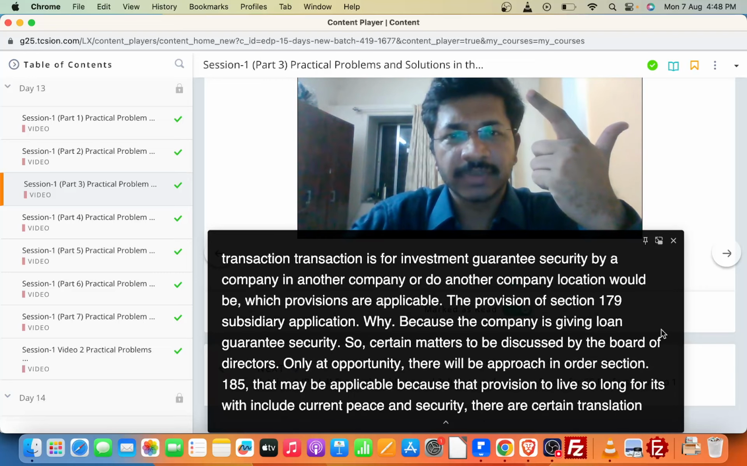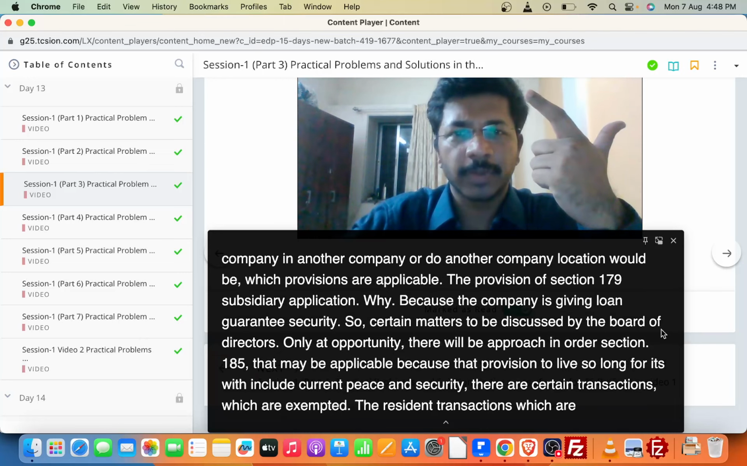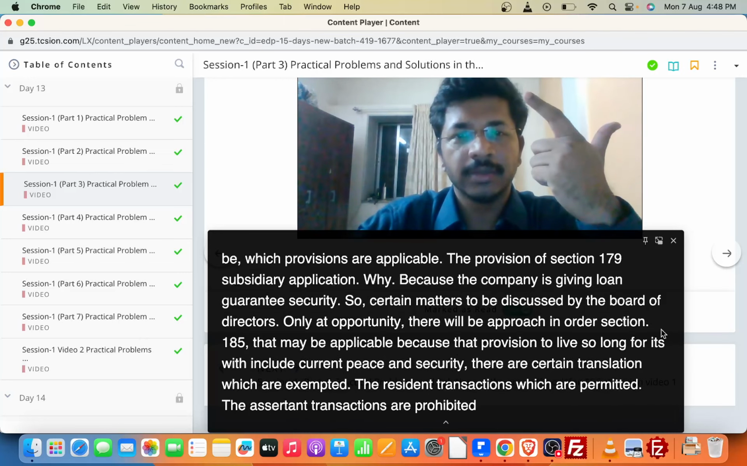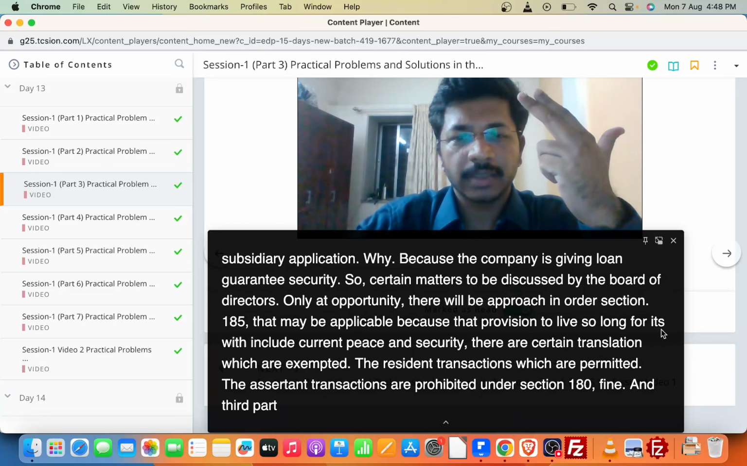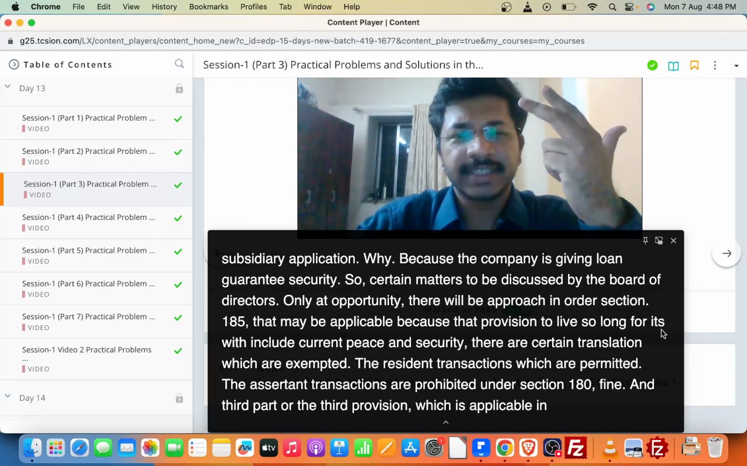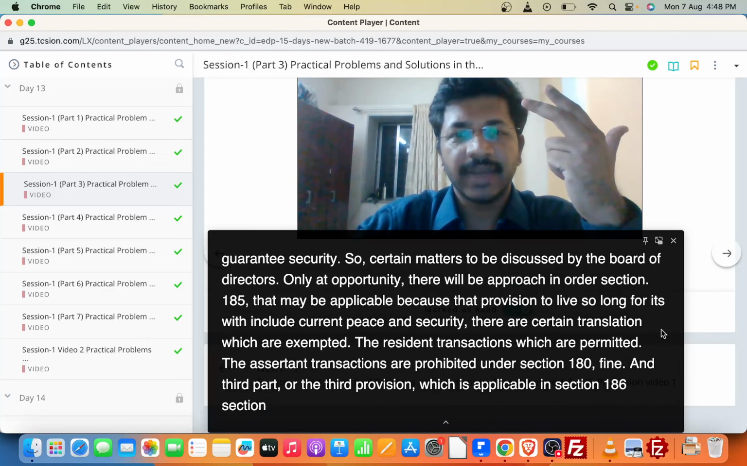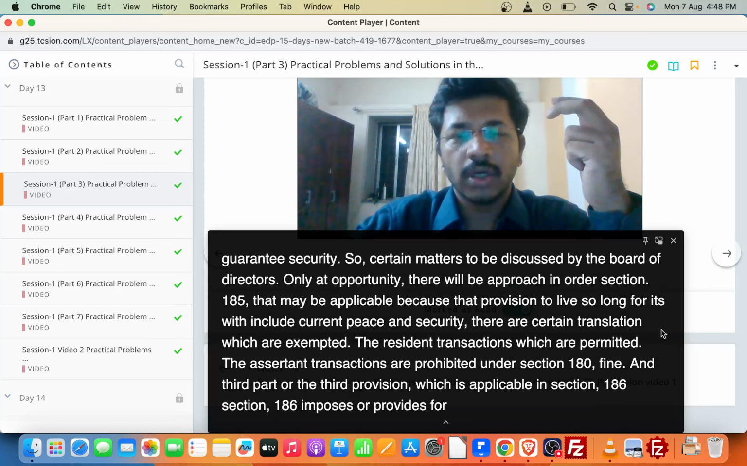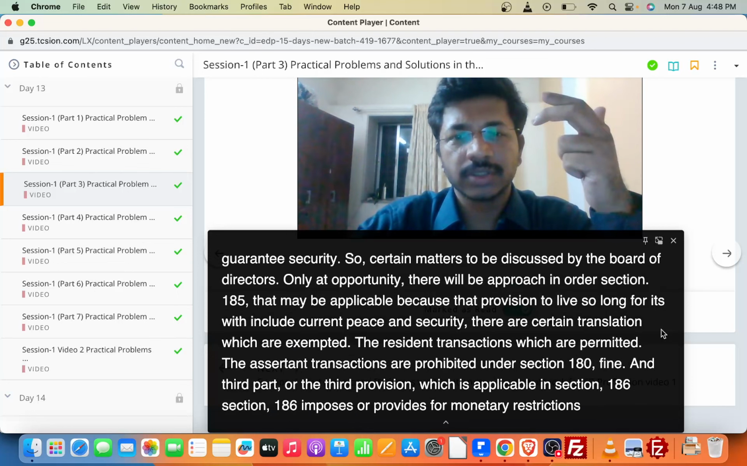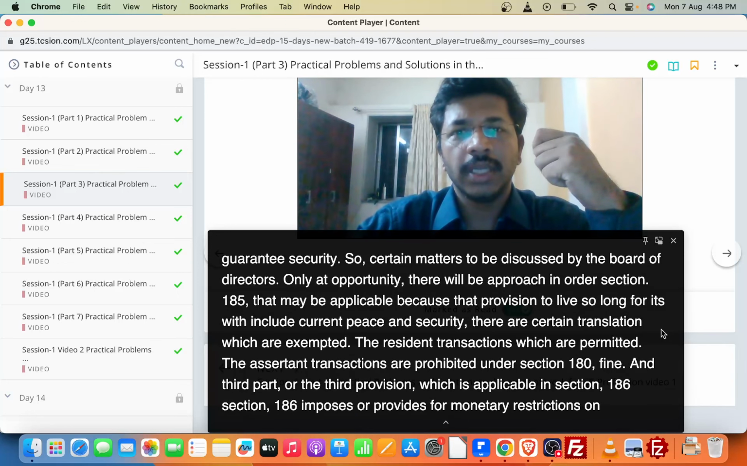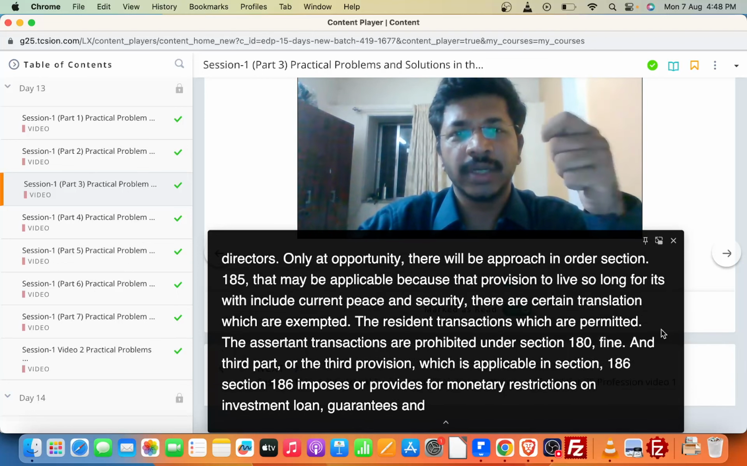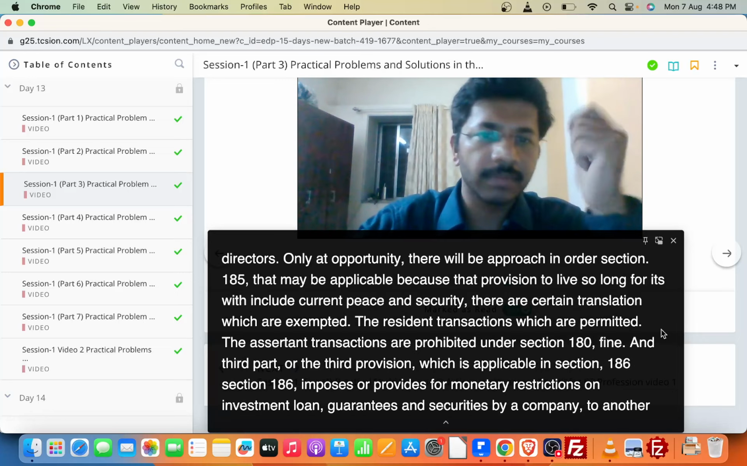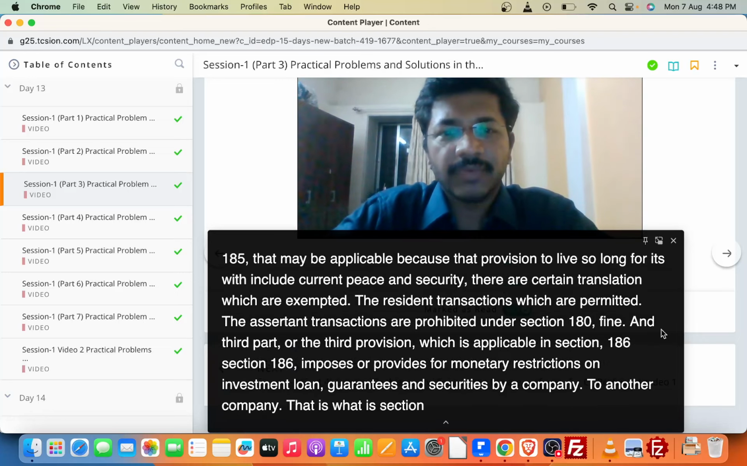There are certain transactions which are exempted, there are certain transactions which are permitted, there are certain transactions which are prohibited under section 185. And the third provision which is applicable is section 186. Section 186 provides for monetary restrictions on investment, loans, guarantees and securities by a company to another company. That is what section 186 relates to.